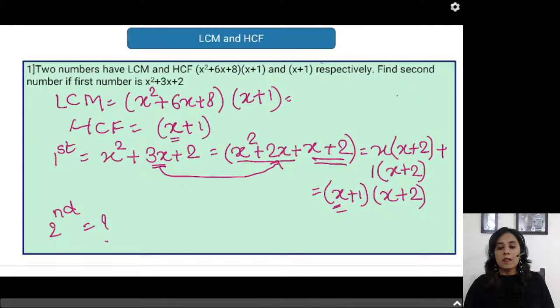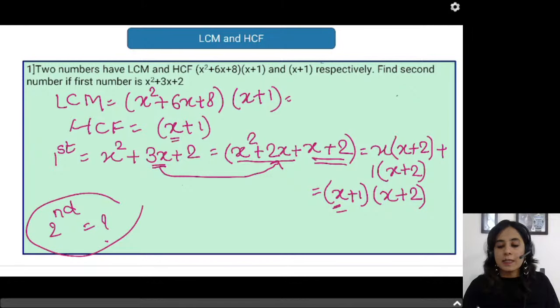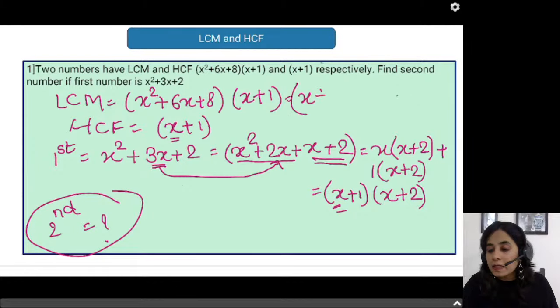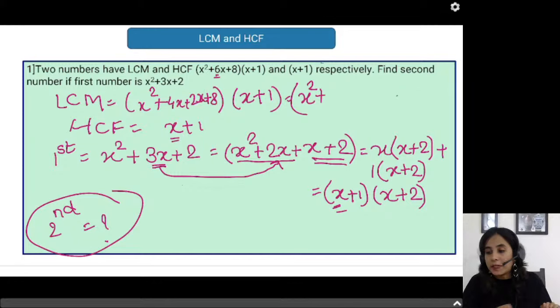So how do you find out the second number? Here we are given the LCM. The LCM is nothing but x square plus 6x plus 8 into x plus 1. Now x plus 1 is my HCF. It is a common term. And if I solve this particular quadratic equation, I can write 6x as 4x plus 2x plus 8.